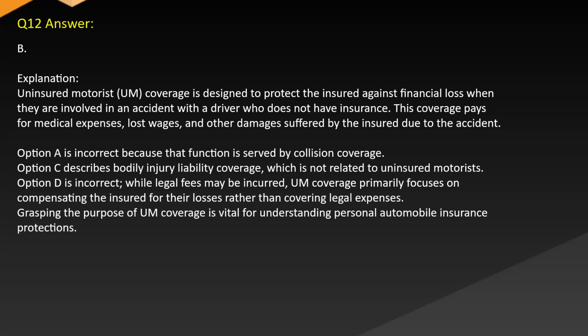Option A is incorrect because that function is served by collision coverage. Option C describes bodily injury liability coverage, which is not related to uninsured motorists. Option D is incorrect. While legal fees may be incurred, coverage primarily focuses on compensating the insured for their losses rather than covering legal expenses. Grasping the purpose of coverage is vital for understanding personal automobile insurance protections.